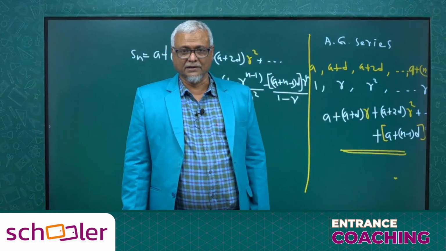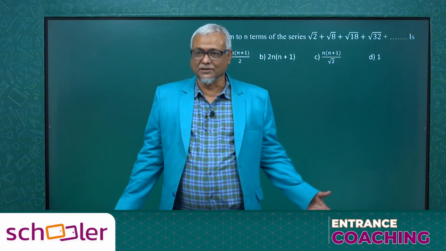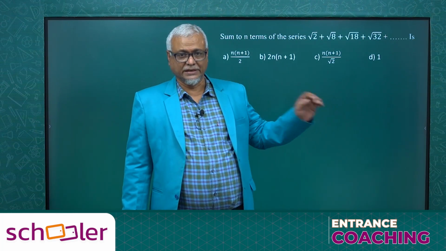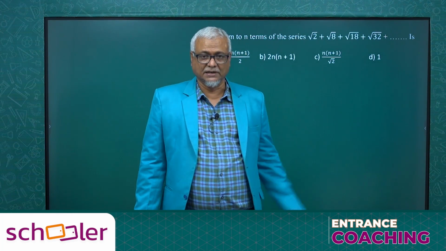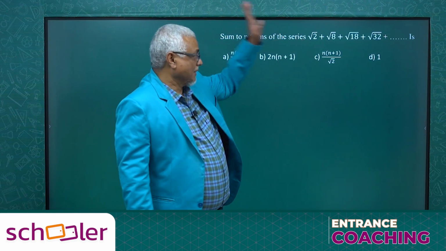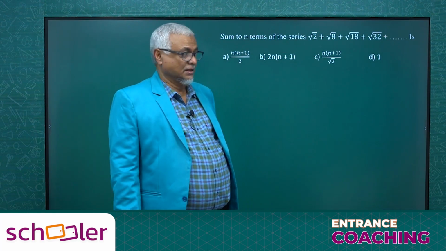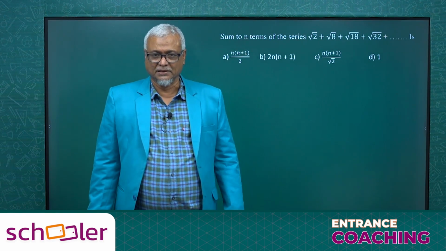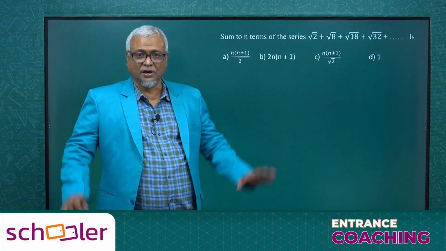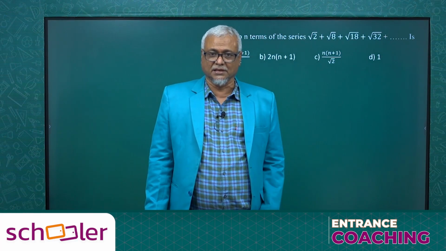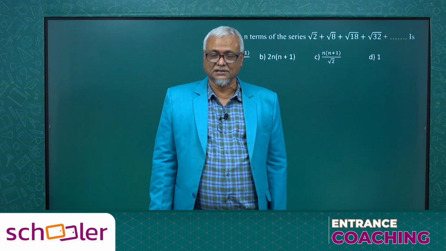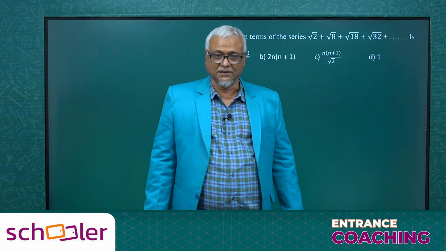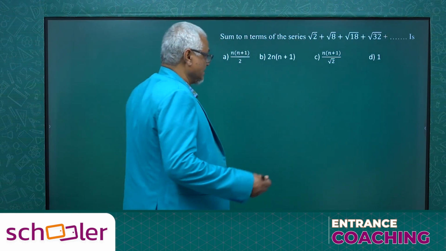Ready? See the first question. Read the question carefully. Find the sum to n terms of the series root 2 plus root 8 plus root 18 plus root 32 plus etc. You can see that they do not form an AP and they do not form a GP. Of course it is not an AG series, because in an AG series every term is the product of two terms.